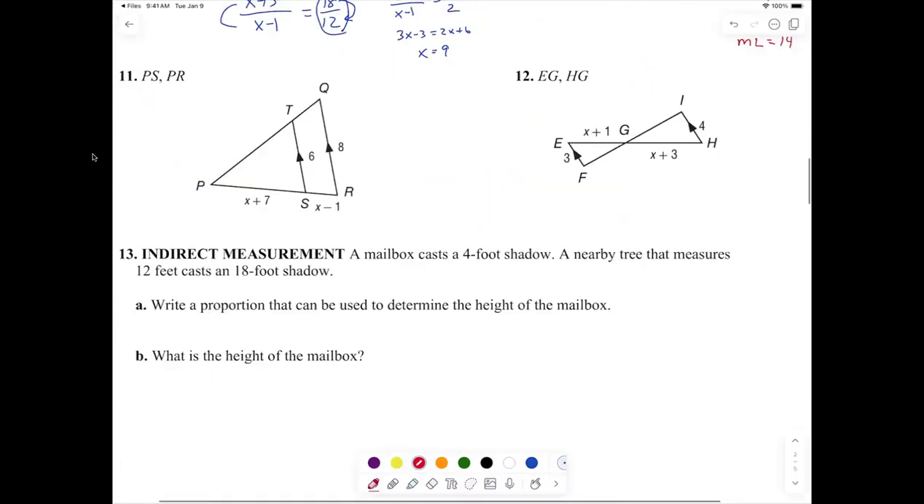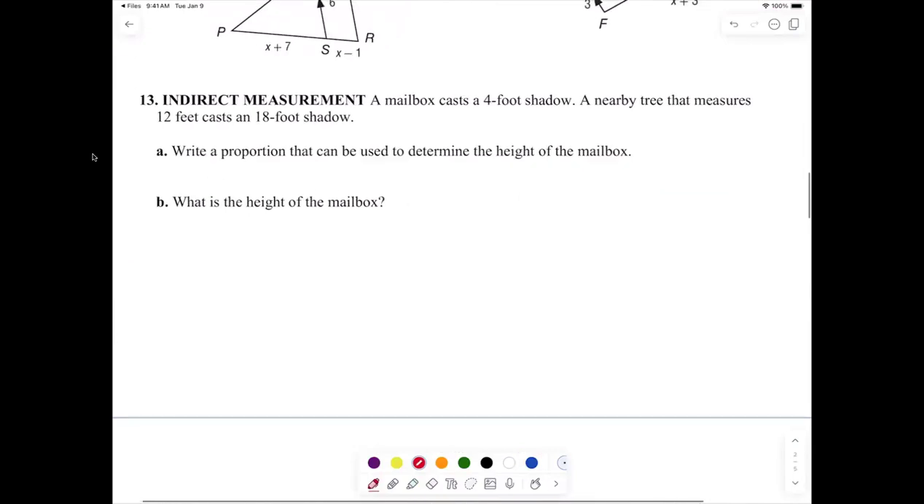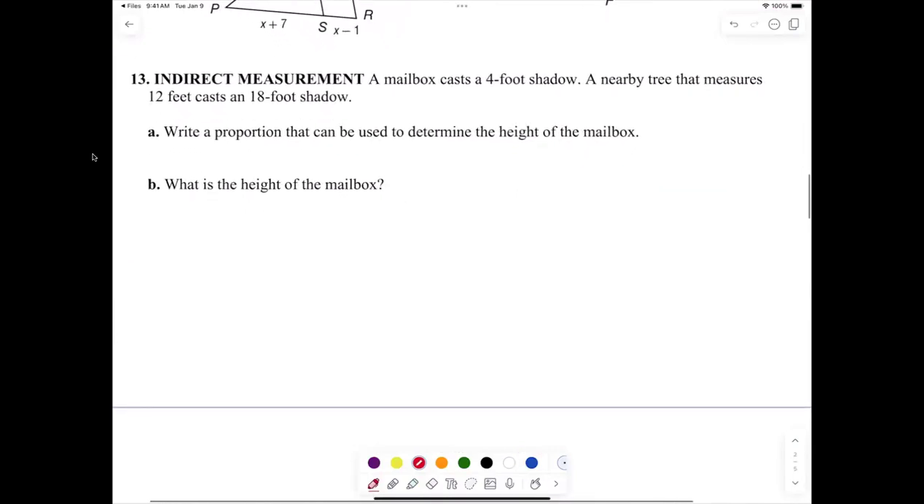All right, I'm trying to see if there's anything harder. Okay, so let's do this indirect measurement. All right, a mailbox casts a 4-foot shadow. A nearby tree that measures 12 feet casts an 18-foot shadow. Believe it or not, that's how they used to measure things. All right, using proportions.